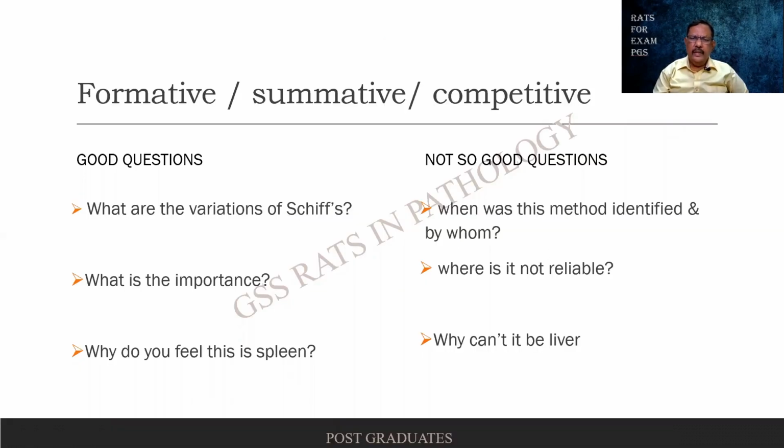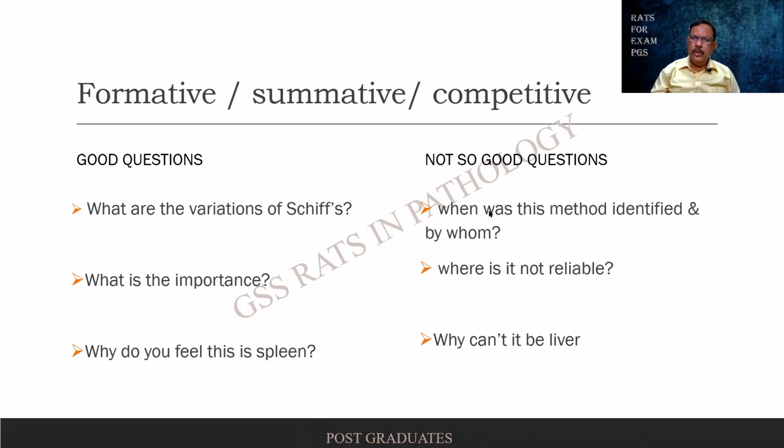This particular slide is to explain the pattern of exam we are facing. It is not a formative test where we have been progressively improved. It is not a competitive exam as your national entrance examination. It is a summative exam just to decide whether the candidate can be passed or failed and how much mark he can give.